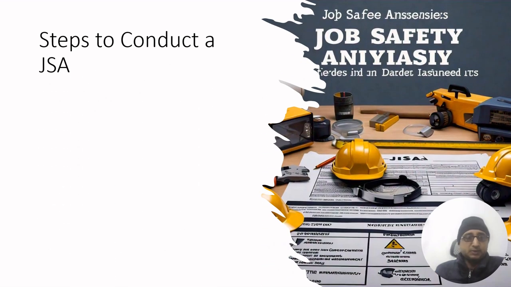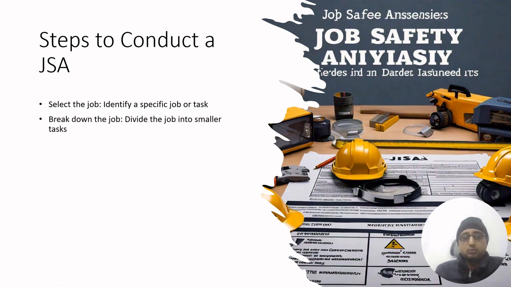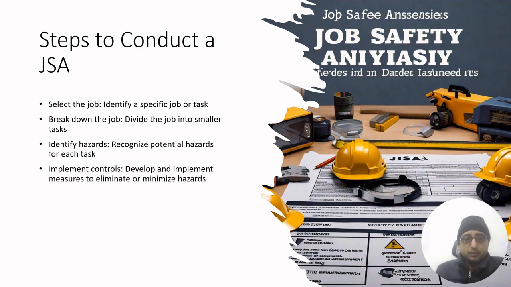Now, let's look at the steps of the JSA. First, we select a job, then we break down the job into its component parts, the steps. Then we identify the hazards associated with each step, then we implement the control measures, and then we review and revise.